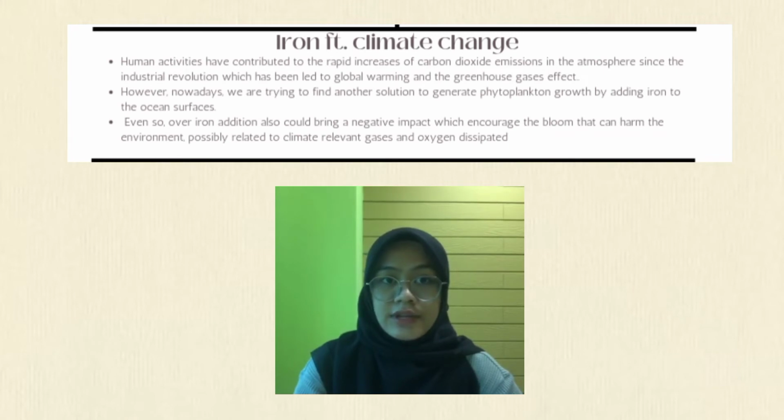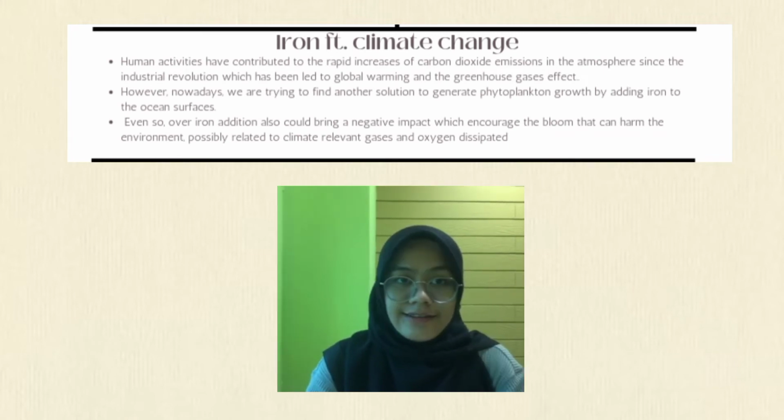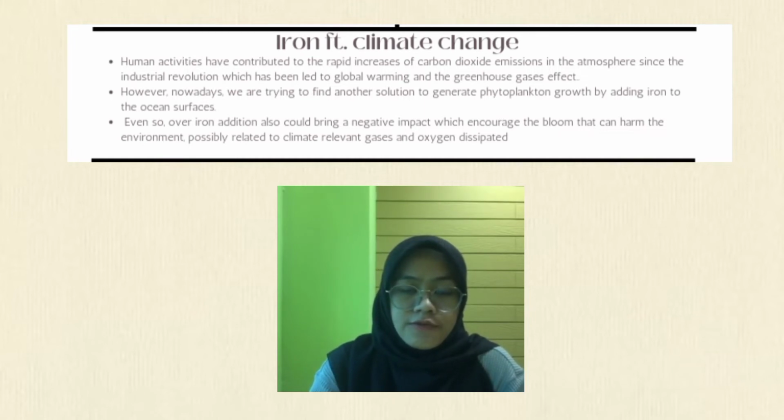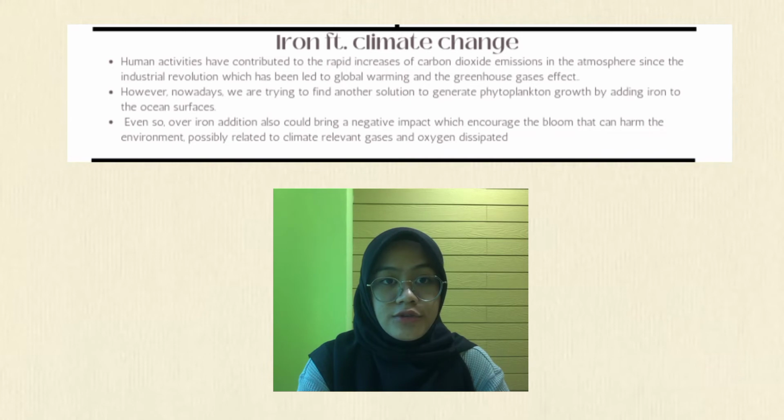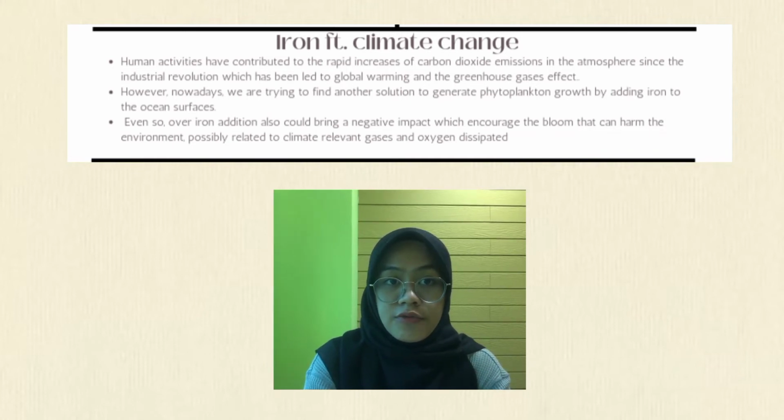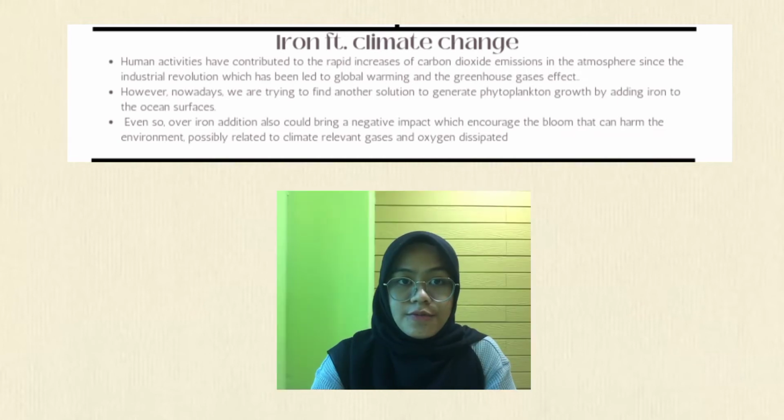So, how can we relate iron with climate change? The answer is that carbon dioxide in the atmosphere is increasing because of human activities, so of course you want to find a solution to reduce its impact. Scientists try to find a solution by generating phytoplankton growth by fertilizing them with iron. If we over-add iron at the water surface, it might lead to a diatom bloom that can harm the environment. It is also possible to encourage related climate gases such as methane and lead to oxygen dissipating underwater.